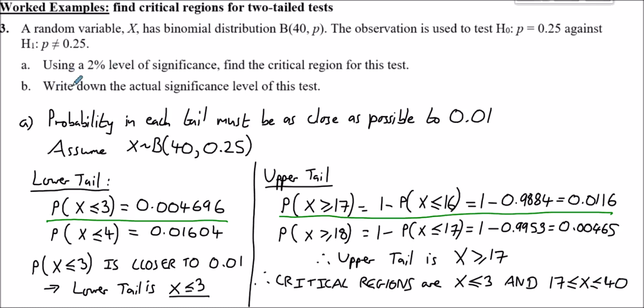For part B, the actual significance level of the test is the combined actual significances of both tails. So for this one, the actual significance level, well, for the lower tail, we chose X being 3 or less. That had an actual significance level of 0.004696.